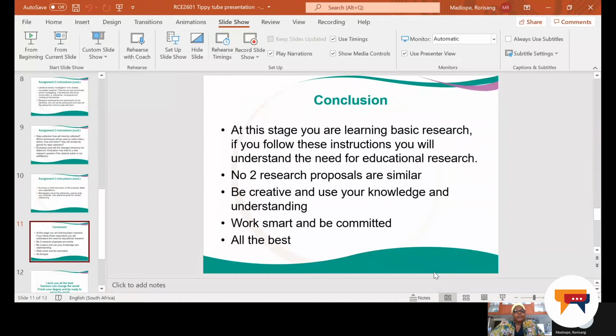In conclusion, at this stage, you are learning basic research. If you follow these instructions, you will understand the need for educational research. Because if you look at the education in 2021, it's no longer the same as in 2020. It's no longer the same as in 2011. And it's no longer the same as in 1971. The reason is the educational research. The education changes based on the educational research results.